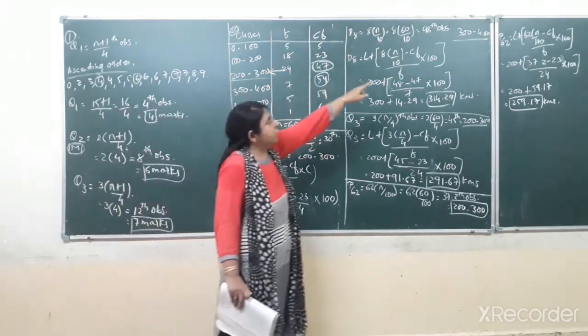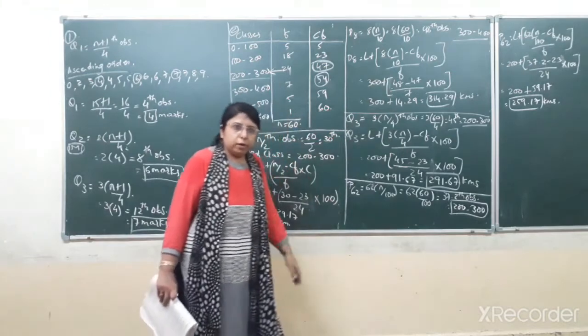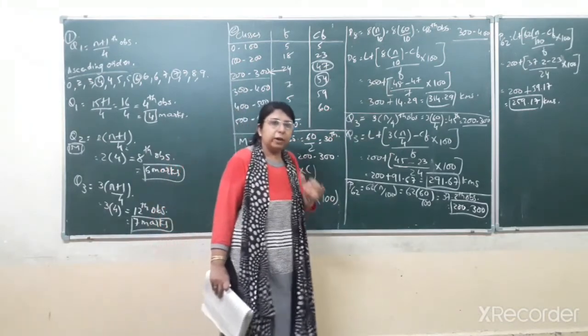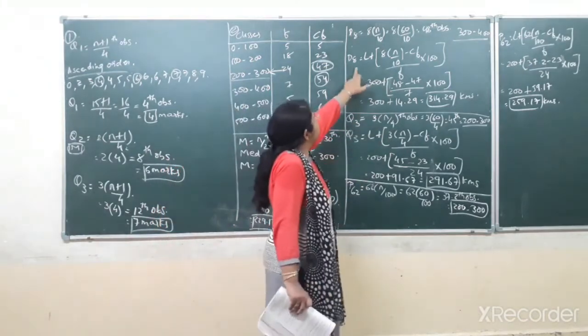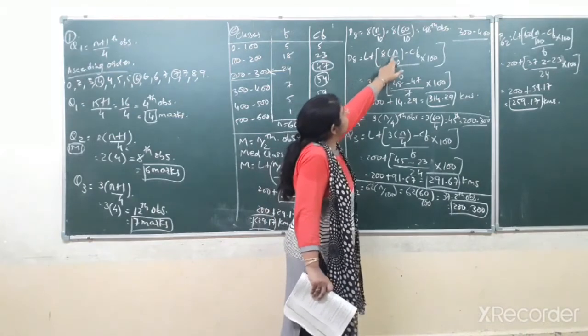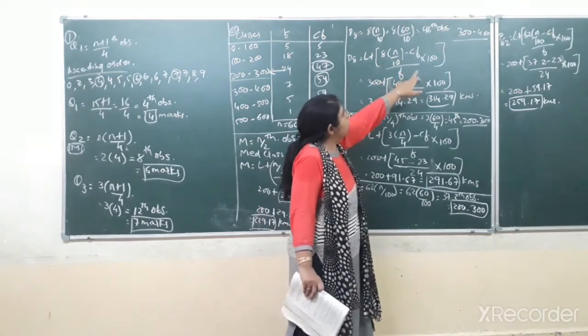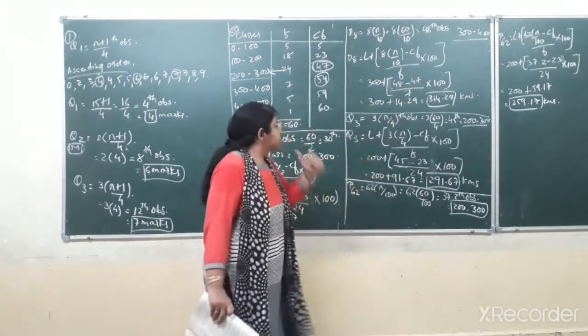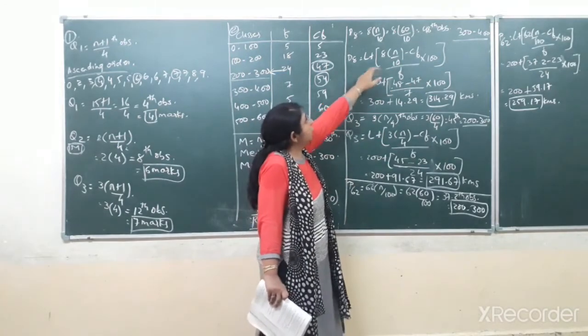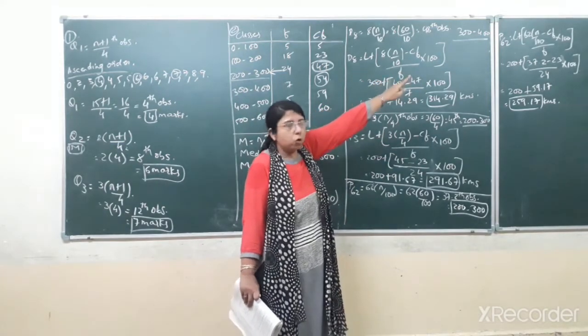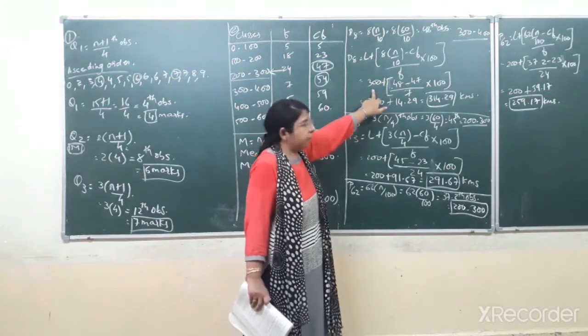So the decile class will come to 300 to 400. Now we have to apply the formula for finding the decile. D8 is equal to L plus 8 into bracket n by 10 minus CF upon F into 100. Now, what would be the value of the lower limit? Our class is 300 to 400, so the lower limit would be 300.